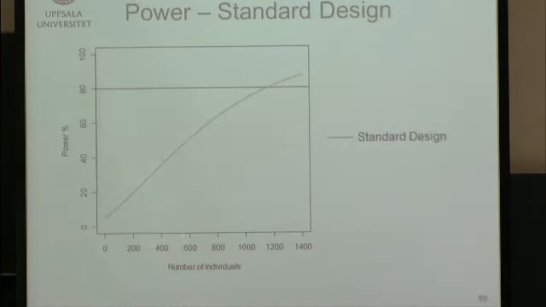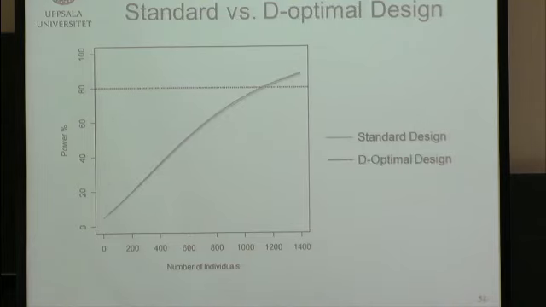So we can then plot the power, so the probability to correctly identify a drug effect, versus the number of individuals for the standard design. And we see that we need approximately 1,200 individuals for 80% power. And then we can compare that with the D-optimal design, which is the usual way we optimize. We see in that case that the D-optimal design didn't improve this a lot. So there's almost no change.